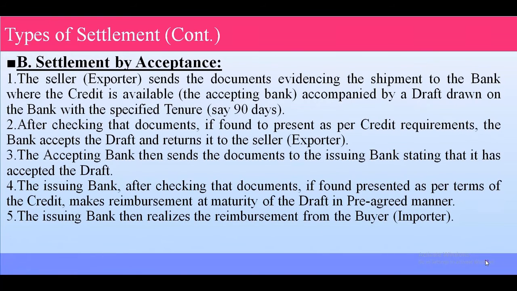B. Settlement by acceptance. 1. The seller, exporter, sends the documents evidencing the shipment to the bank where the credit is available, the accepting bank, accompanied by a draft drawn on the bank with the specified tenor, say 90 days. 2. After checking the documents, if found to be presented as per credit requirements, the bank accepts the draft and returns it to the seller, exporter. 3. The accepting bank then sends the documents to the issuing bank stating that it has accepted the draft. 4. The issuing bank, after checking the documents, if found presented as per terms of the credit, makes reimbursement at maturity of the draft in the pre-agreed manner. 5. The issuing bank then realizes the reimbursement from the buyer, importer.